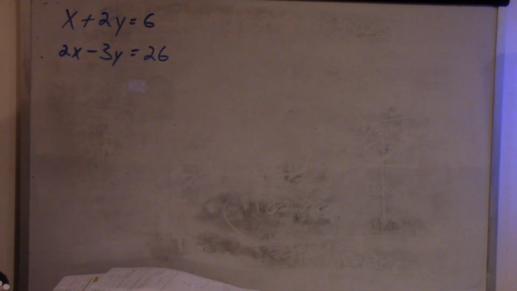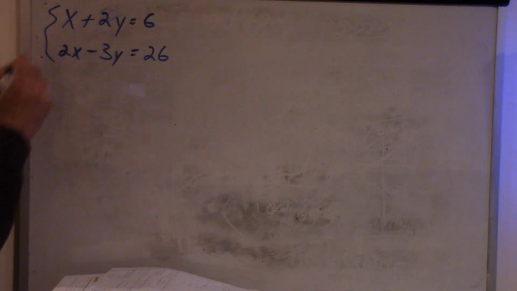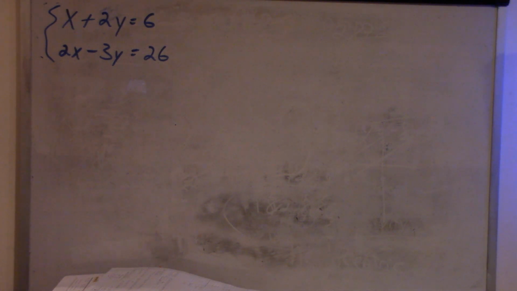The last example I'm going to give you here, on page 261 at the bottom, number 7. You're given these two equations: x plus 2y equals 6, and 2x minus 3y equals 26. Again, we can do substitution or elimination. In this case, elimination would be easier because I can multiply the top one by -2 to eliminate the x, and then we just have the y's. So let's do it.